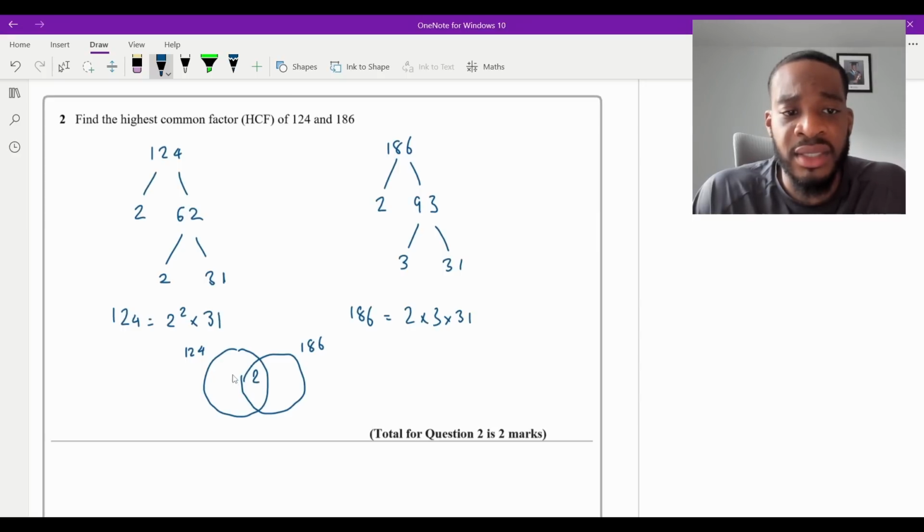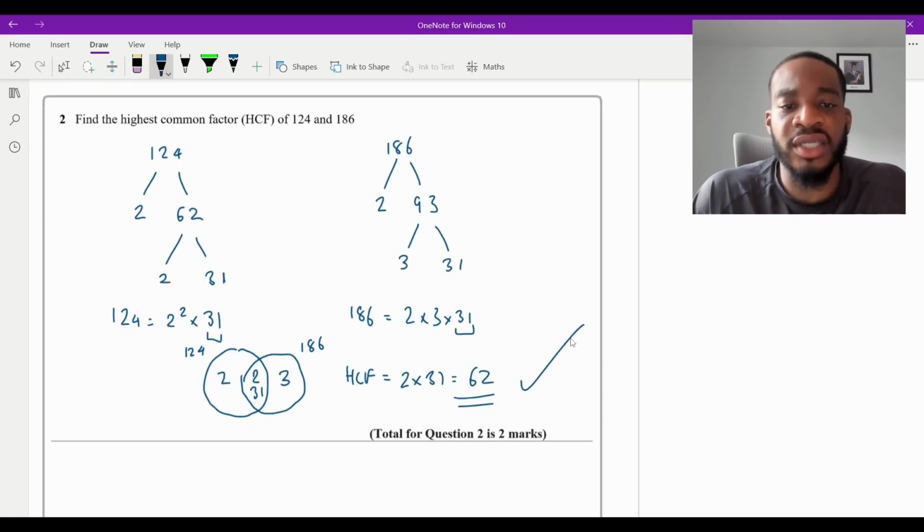And that means the other 2 would go there. And the 3 would go there. And they both have that 31 in common, don't they? So that 31 will go in the middle. So the highest common factor when you've done your Venn diagram is just going to be the product of the intersection. So 2 times 31, which is equal to 62. So the answer is 62.